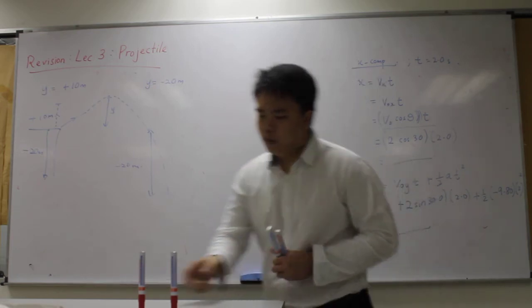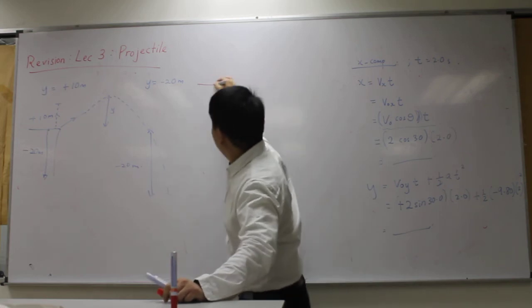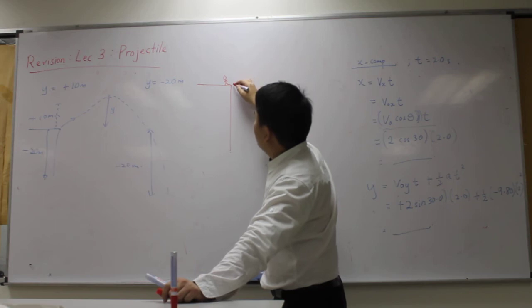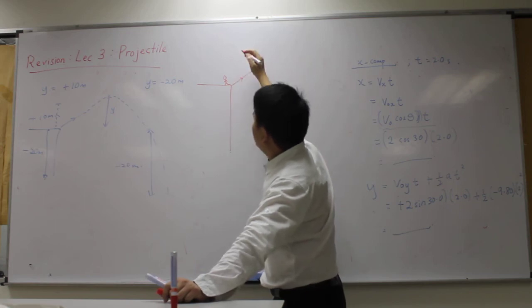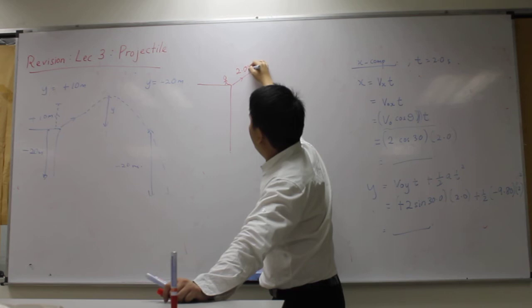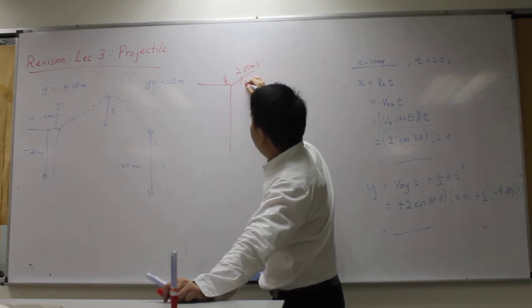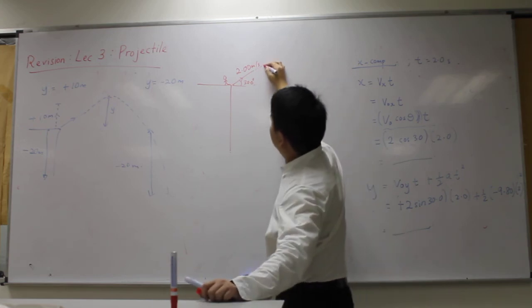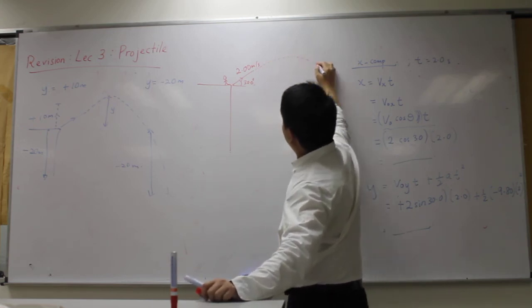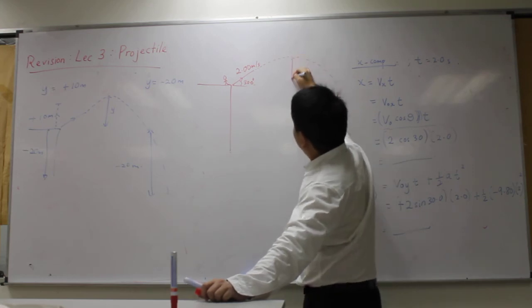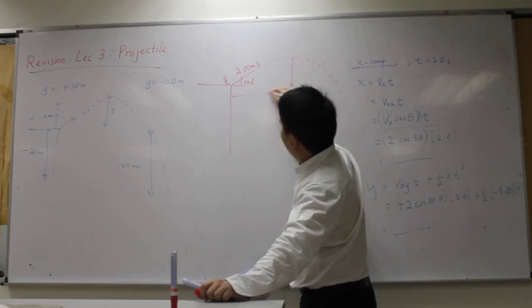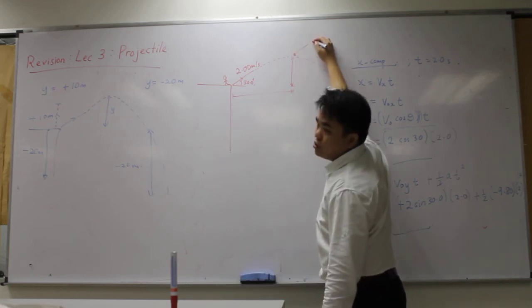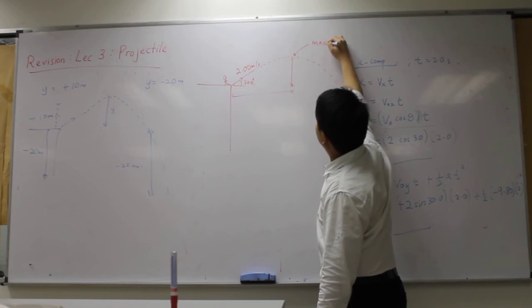Maybe I can give you another example to help you. On top of a building, I throw a stone, and the initial speed is, again, let me simply put 2.00 meter per second, and the angle is about 30 degrees. My question is, what is the displacement when the stone is at the highest position, the so-called maximum height?